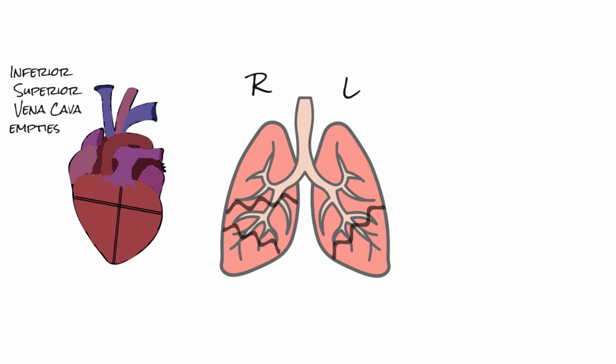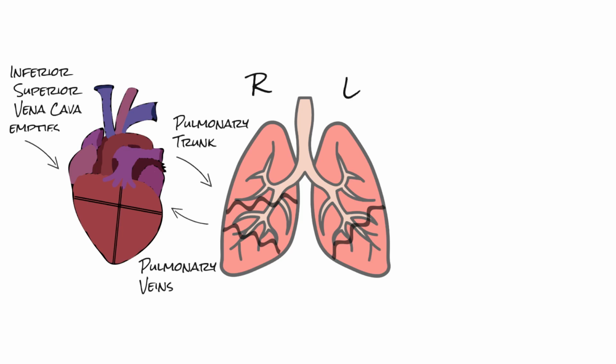The inferior and superior vena cava empties deoxygenated blood into the right atrium, then into the right ventricle, where it goes to the pulmonary trunk to the lungs. Here, oxygenation occurs. Oxygenated blood then comes back via the 4 pulmonary veins to the left side of the heart. The left atrium, then the left ventricle, which pumps oxygenated blood out to the body.